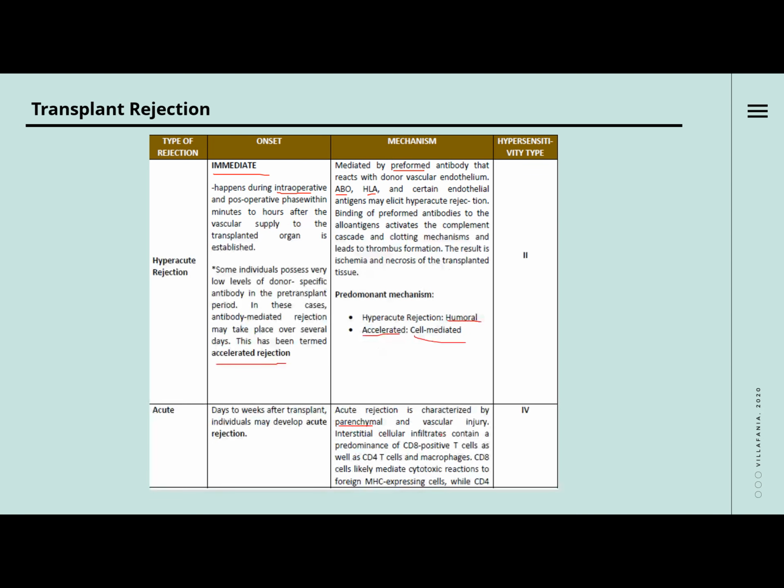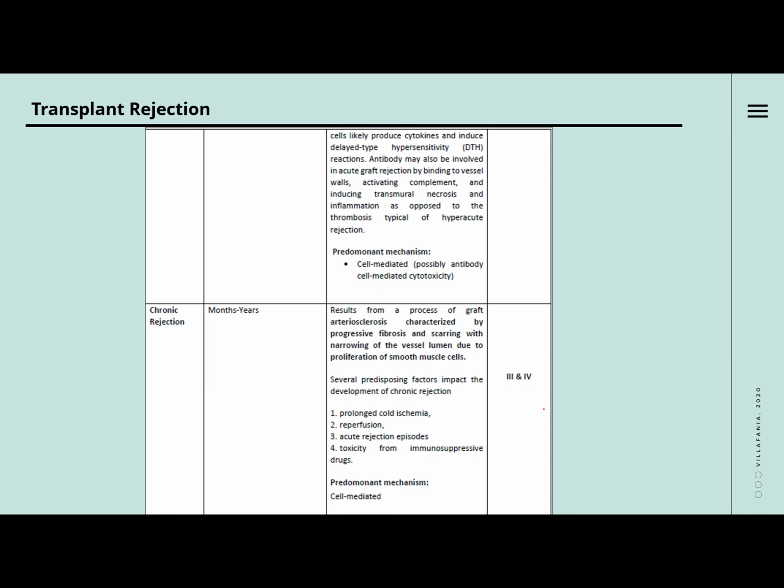So sa acute rejection class, tandaan nyo lang dito that this is a delayed, somewhat delayed, days to weeks. And there would be CD8 positive T cells, CD4, macrophages. And this is a type 4 hypersensitivity reaction. And the last one is the chronic rejection, which would occur months to years.